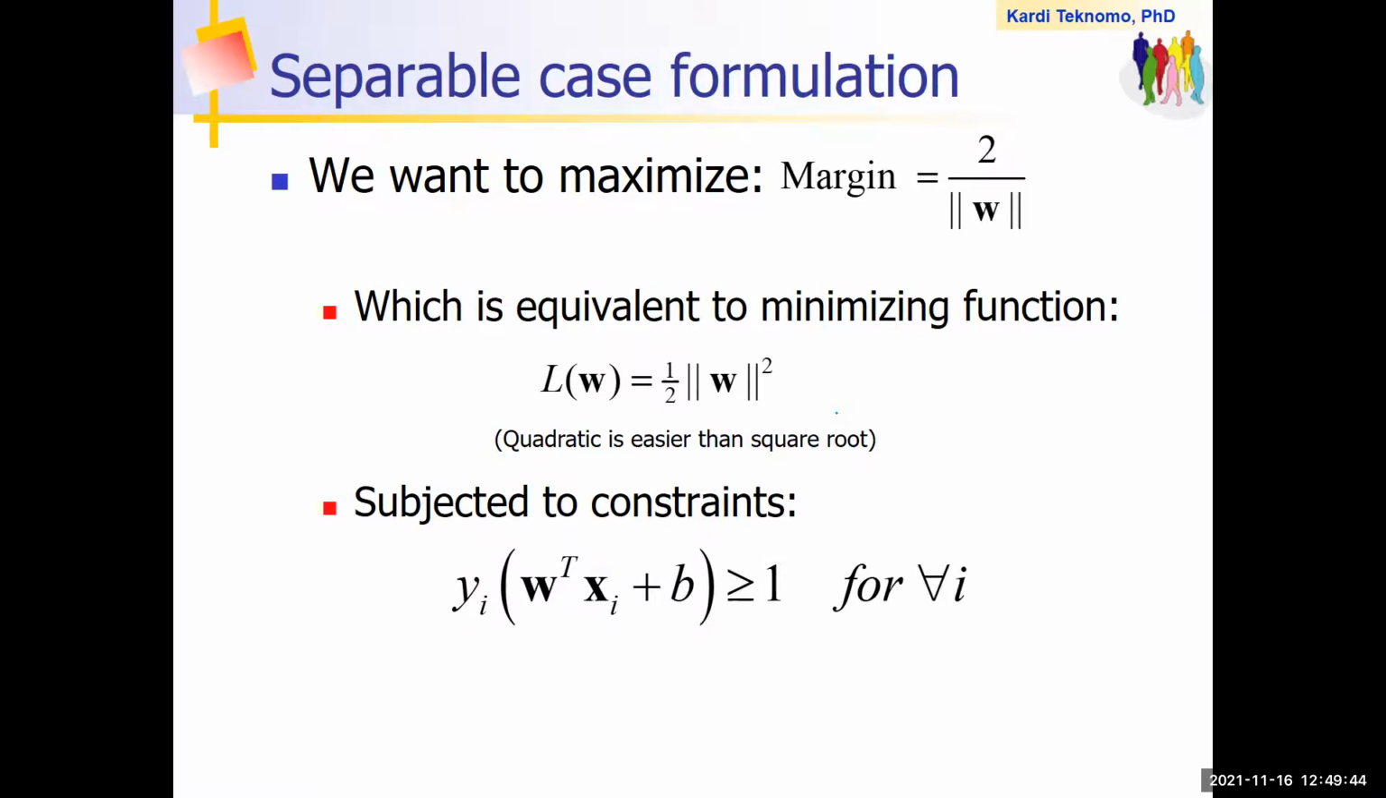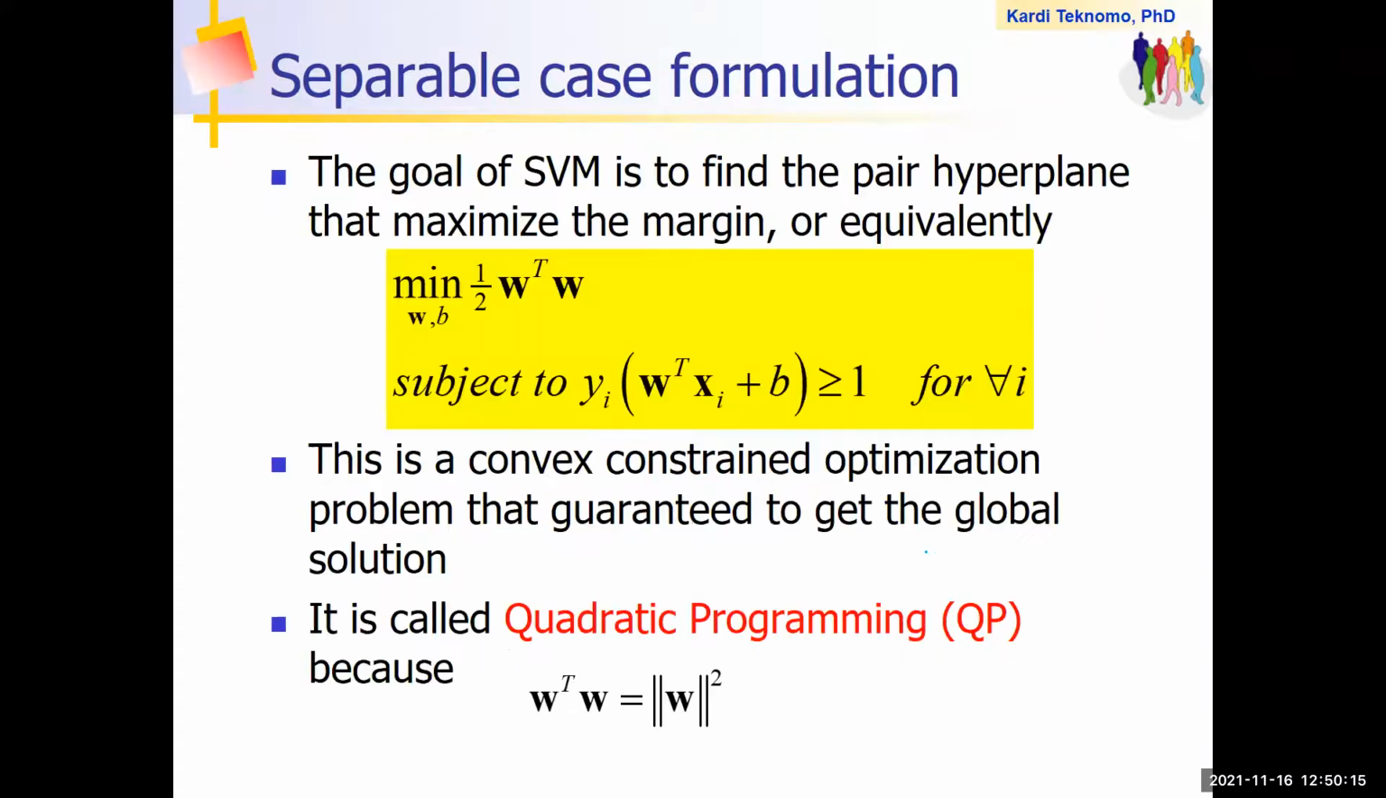Our goal is to maximize the margin, which is 2 divided by the length of W. This is equivalent to minimizing the other way around, which is half of W squared. So this now becomes a quadratic equation, subject to the constraint of this value. And this is the one that you will use.